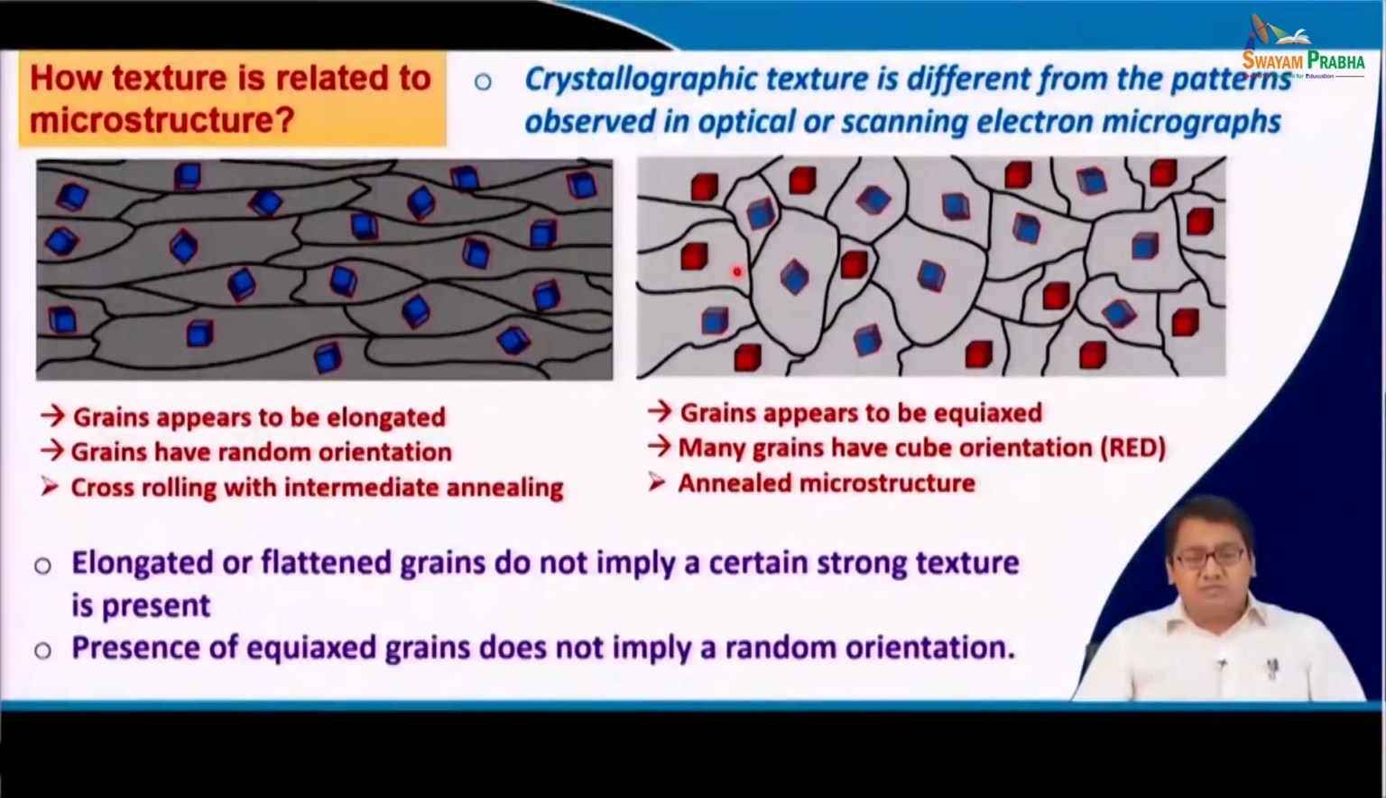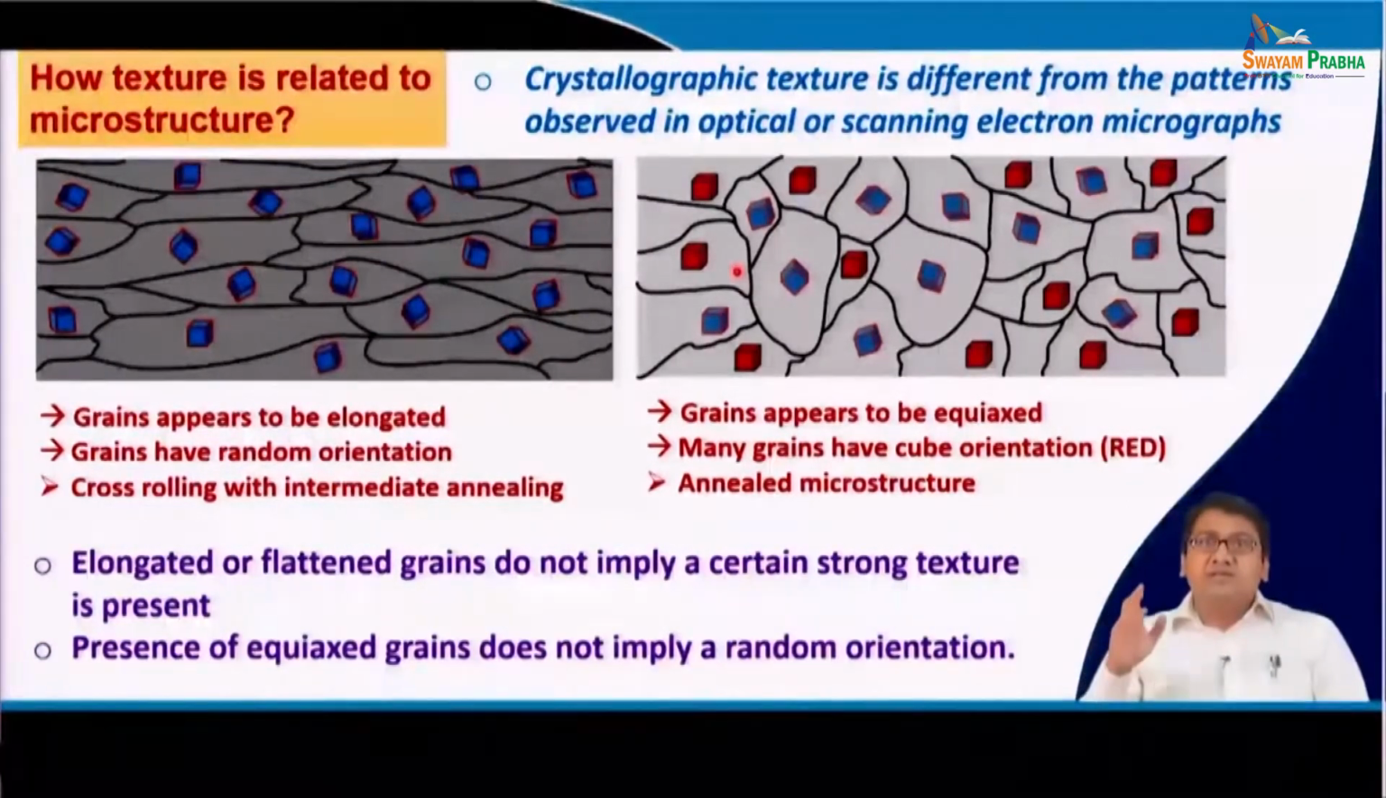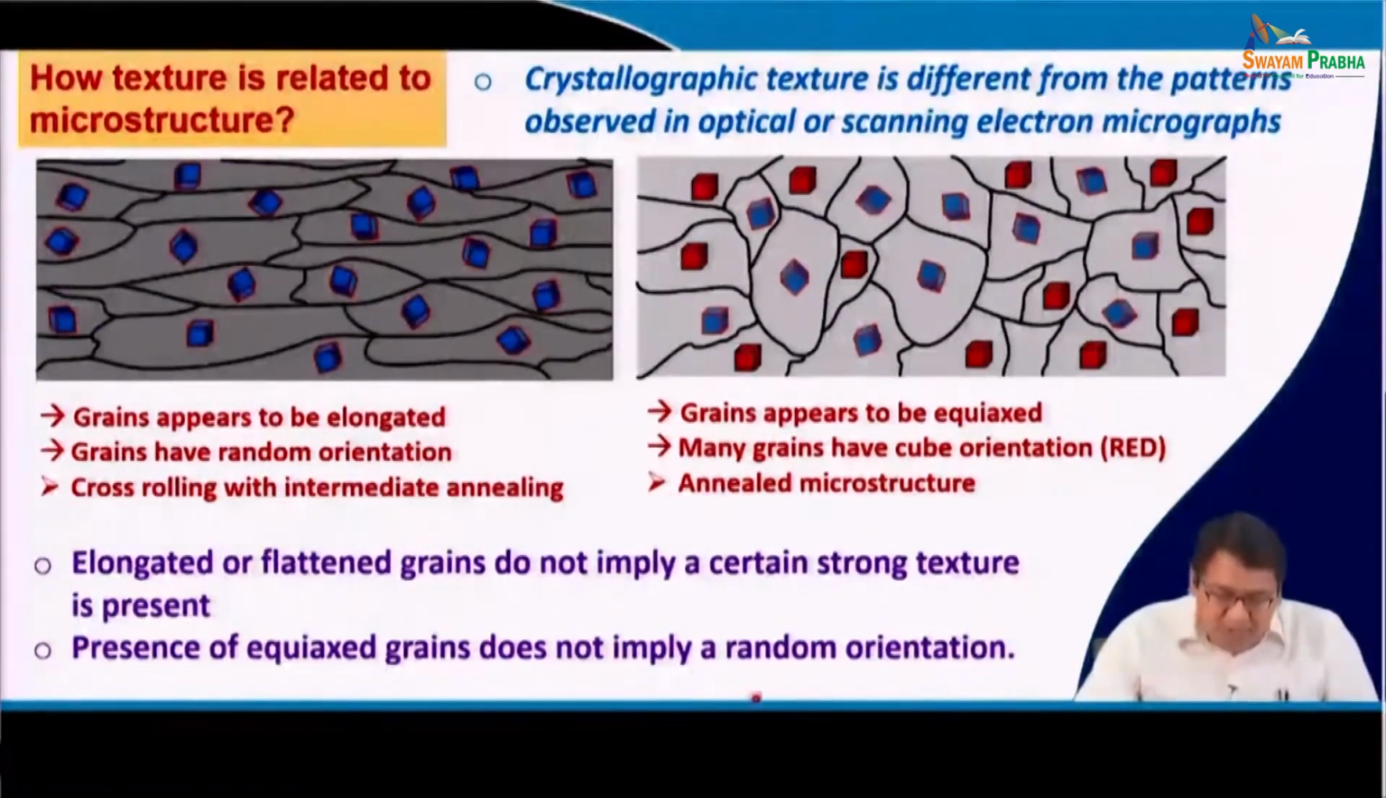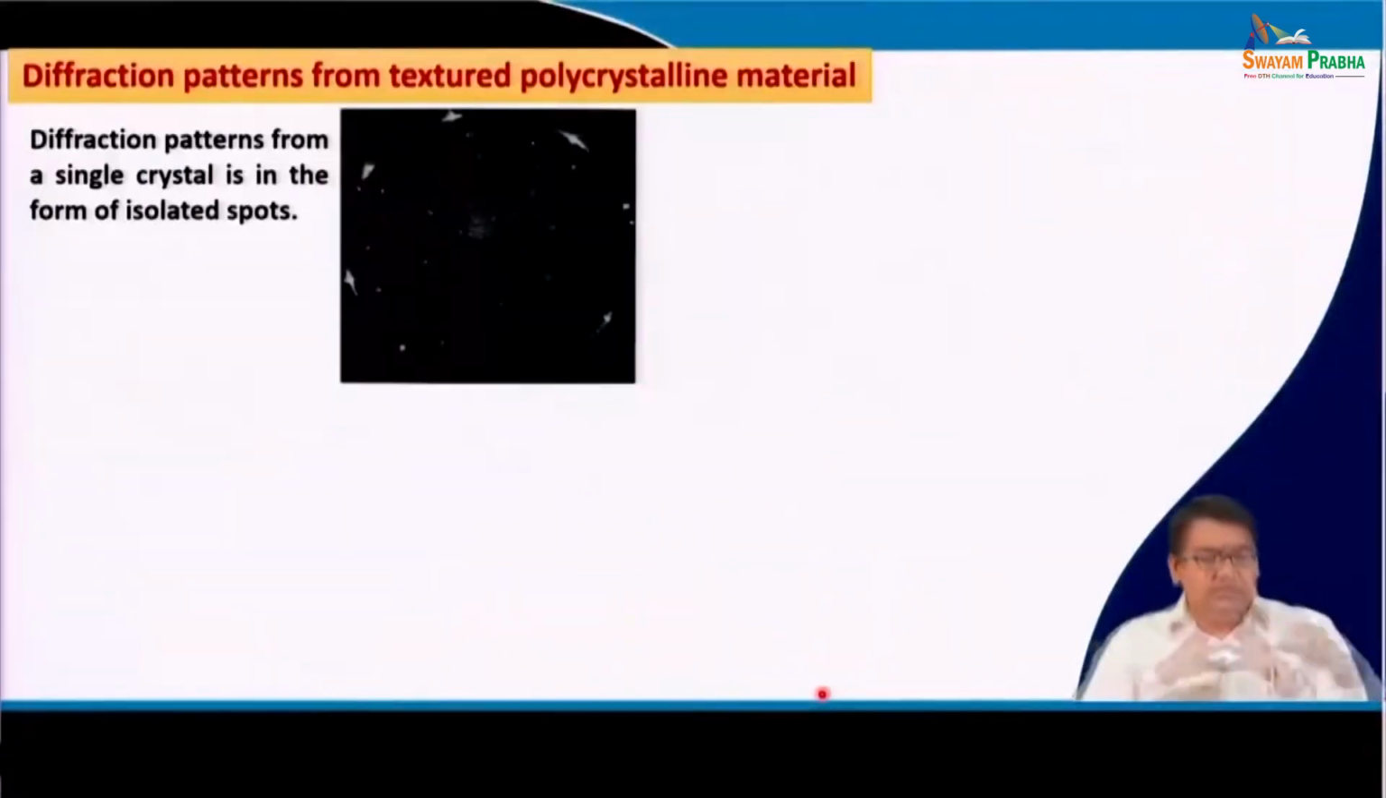So, you see, elongated or flattened grains do not imply that a certain strong texture component is present. On the other hand, the presence of equiaxed grains does not imply a random orientation. So, we can also obtain or observe the texture of the polycrystalline material with the help of a simple diffraction pattern.